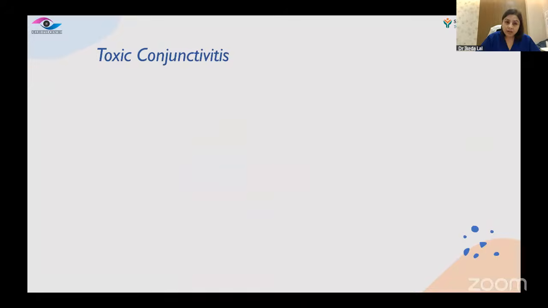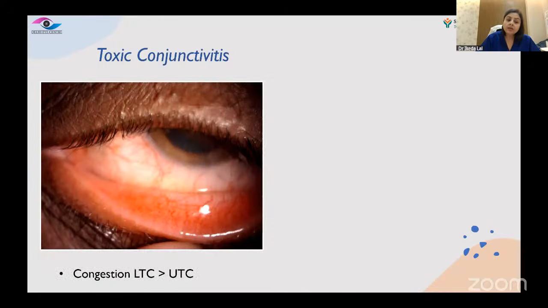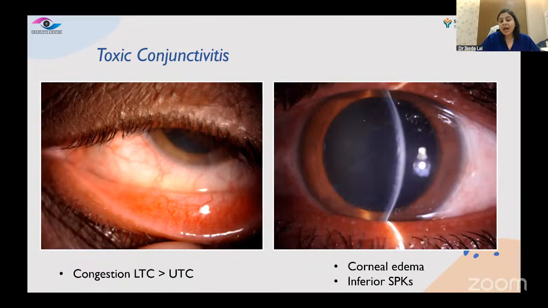Now, toxic conjunctivitis is something that we need to keep in mind here. The congestion is more in the lower tarsal conjunctiva rather than the upper tarsal conjunctiva, unlike ocular allergic eye disease. And we have all the signs and symptoms in the inferior part of the cornea. We might have some corneal edema as well or inferior SPKs, and we need to ask for some history of using any drugs or drops that the patient has been using. Or there might be some history of exposure to some plant extract. Lots of times patients are on multiple medications or anti-glaucoma medications and might develop this kind of a toxic conjunctivitis picture.